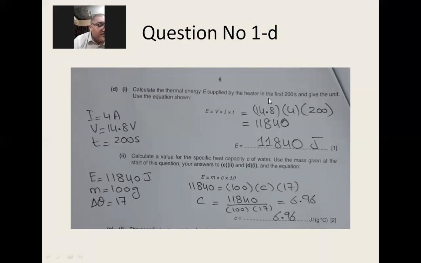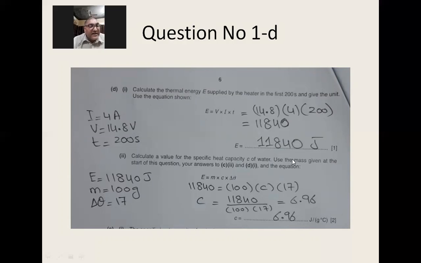Okay, now we are moving to the next part. That's question number 1, and it's part D. He says, calculate the thermal energy E supplied by the heater in the first 200 seconds and give the unit. Use the equation given. So E equals V times I times T. We know that the voltage was 14.8, the I was 4 ampere, the time is 200 seconds. So the electric energy used by the heater, when I multiply these, gives me 11840. So 11840 joules is the energy supplied by the electric heater.